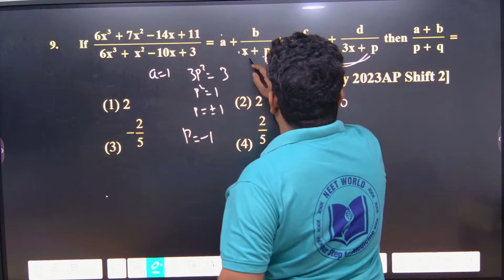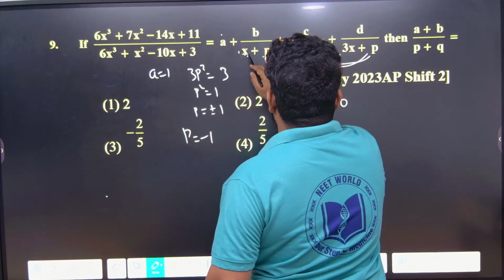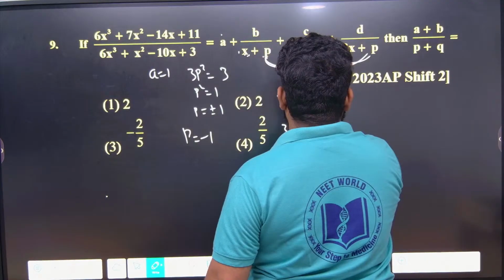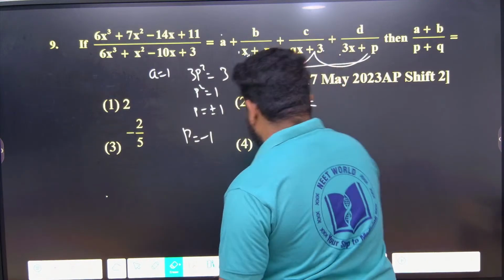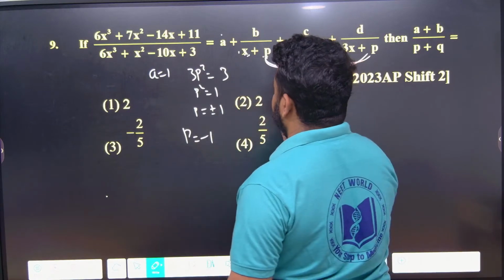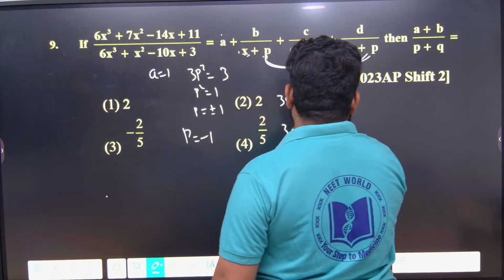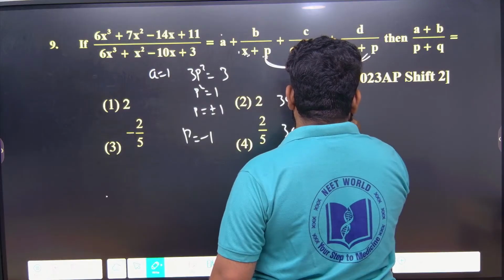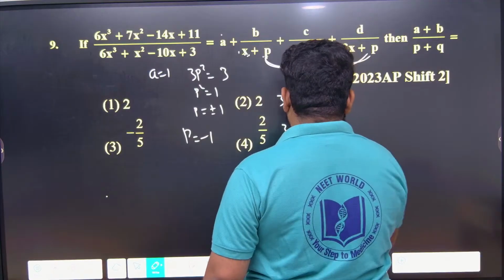Now see here, x into x is x square. x square into x is x cube. So we get 3q x cube. We should take the coefficient of x cube. The coefficient of x cube here is 6. So 3q is equal to 6, so q will be equal to 2. So the q value we got is 2.